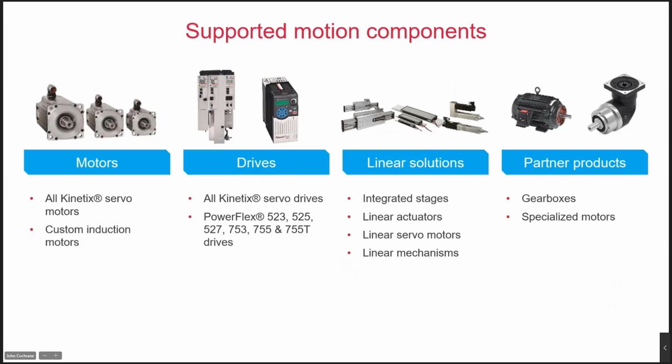And then, as I mentioned, the linear solutions, you'll see the different stages that are available. If you have a high performance application that requires a high speed actuator like a linear motor. And then gearboxes as well. We have 4 different gearbox partners that are available in the software, and that would be Stober, Wittenstein, Apex, and Shimpo are the partner products that we have for the gearboxes.